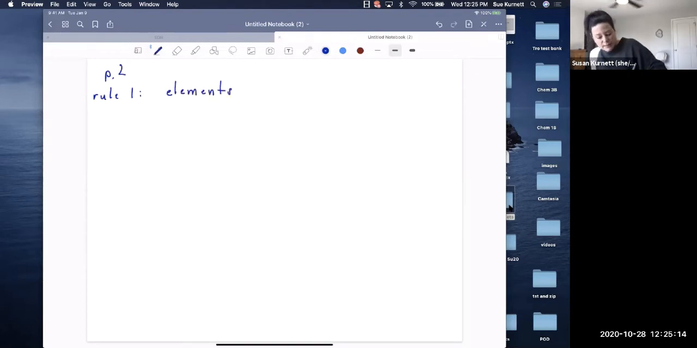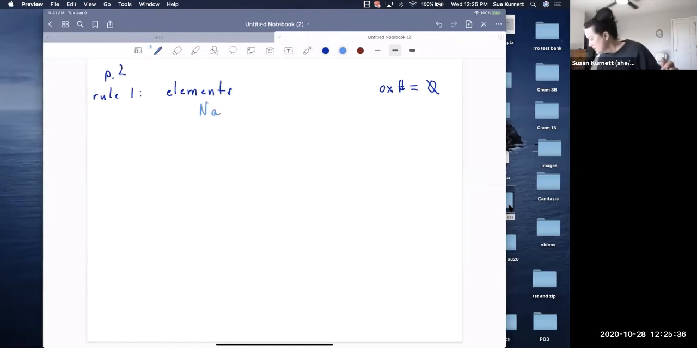For elements, the oxidation number is 0. Why? Because the number of protons equals the number of electrons. These are atoms of elements. They're not ions. But we know that elements can exist in 3 ways. We might have a monatomic element.